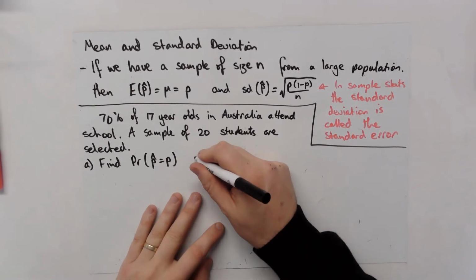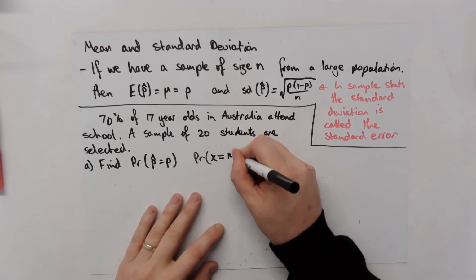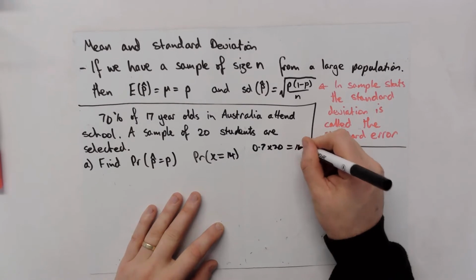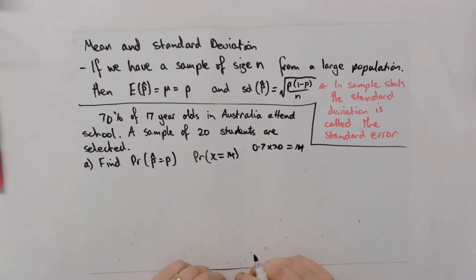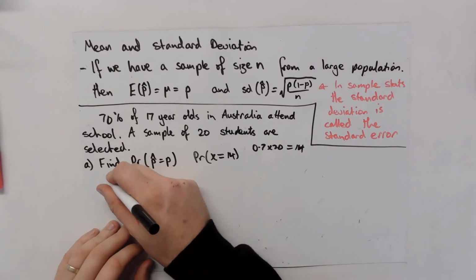So that means that we end up with the probability that x equals 14, because if we do 0.7 times 20, we get 14. So we want to know that 14 of our 20 kids actually attend school. So again, from there it's going to be just a binomial.